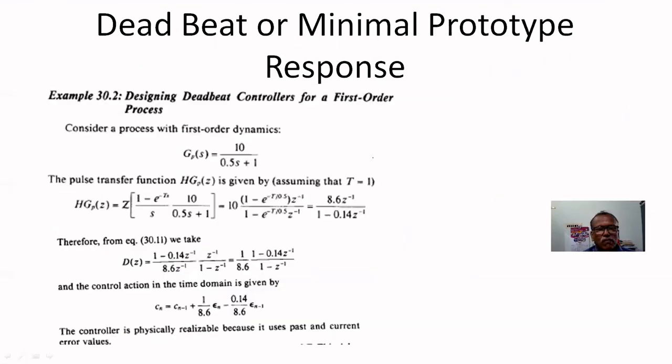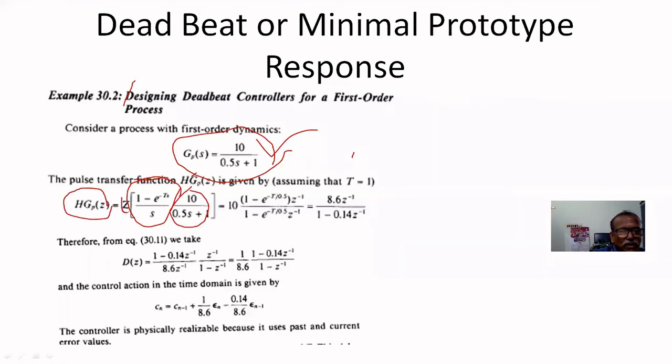Now let us design a deadbeat controller for a first order process. The first order process is given as 10 upon 0.5s plus 1. It is a continuous time system, so we cannot give a discrete input directly. That's why it is multiplied by a zero order hold, and then it becomes HGP of S. If you take the Z transform, it becomes HGP of Z.